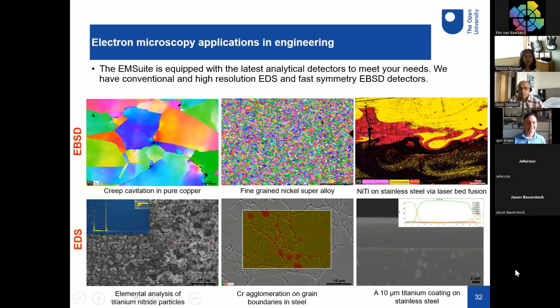Bottom row shows EDS analysis. Bottom left image, simple elemental analysis of titanium nitride particles. Bottom center image, chromium agglomeration on grain boundaries in steel from valve sample project with our external client. And the bottom right image shows titanium coating bonded to stainless steel, showing the diffusion of titanium and iron in each other. The project with AMIA.